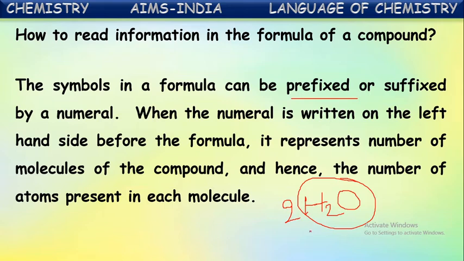So total number of hydrogen atoms becomes now 4. At the same time, if you see in the water molecule, in each molecule there is one oxygen atom. 2 molecules are taken. Then the total number of oxygen atoms becomes 2. In this way, if a number is written in front of the molecular formula as a prefix, it represents the number of molecules of that compound and hence the number of atoms present in the molecule also.